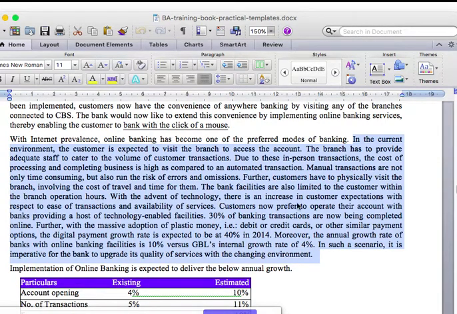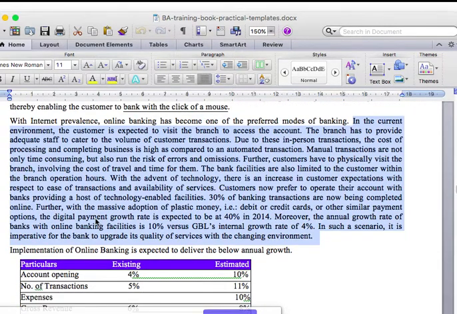Now here we are talking about manual transactions. Further, the customer had to physically visit the branch, involving the cost of travel and time for them. Especially when you are abroad, then it becomes impossible. The bank facilities are also limited to the customer within the branch operation hours. If you want to do banking operations after office hours or during the weekend, then it becomes difficult.